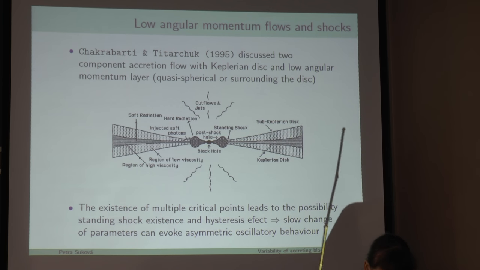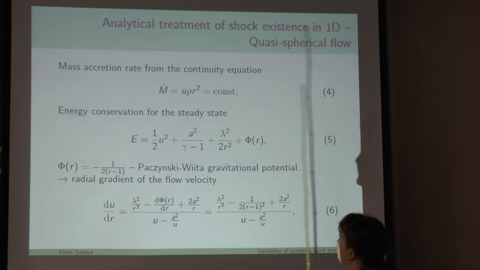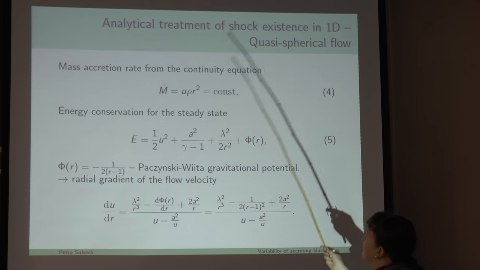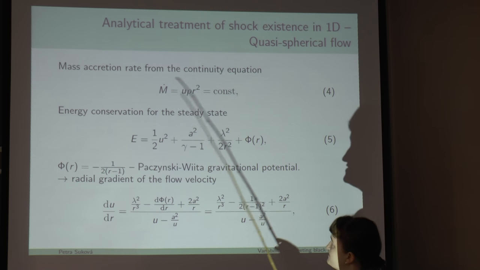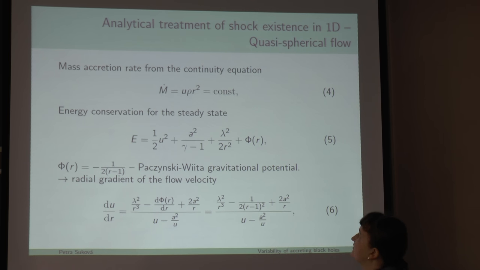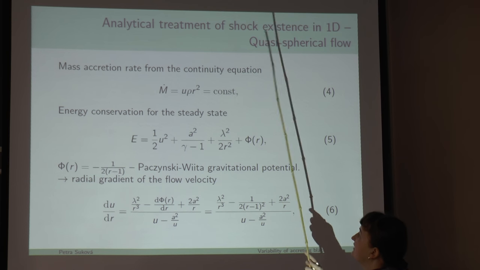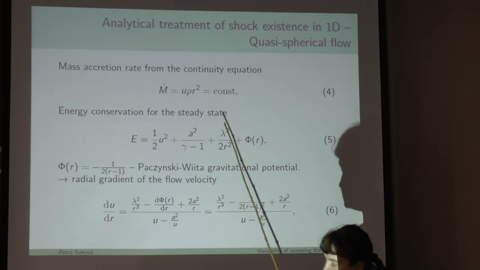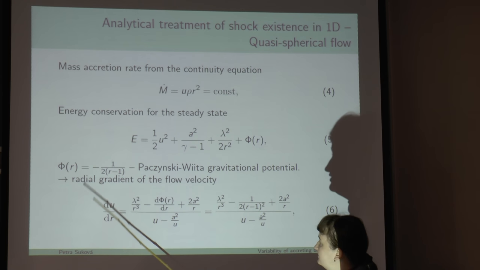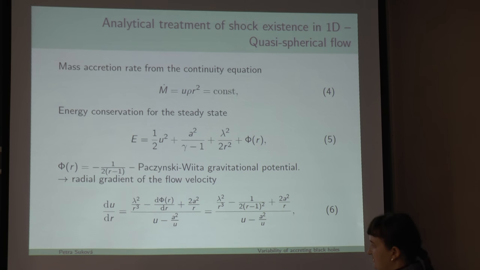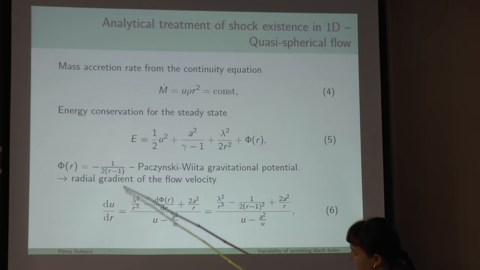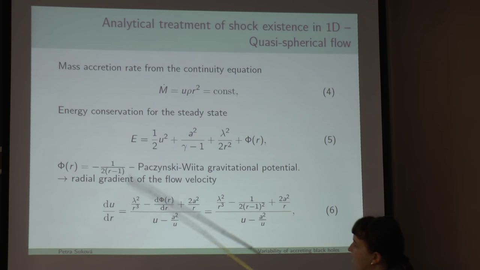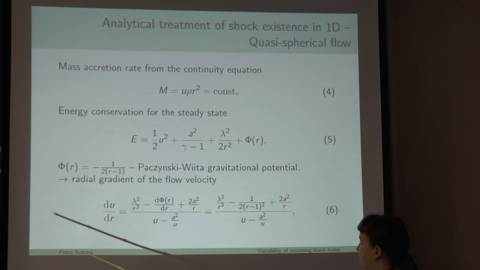Okay. So now, very briefly, we can treat this analytically. The analytical treatment of shock existence in one dimension. So we can start with the continuity equation and the energy conservation. We can differentiate. In this case, we will use the Paczynski-Wiita gravitational potential, and we obtain this relation for the derivative of the radial inverse speed of the gas. This is the inverse speed of the gas.